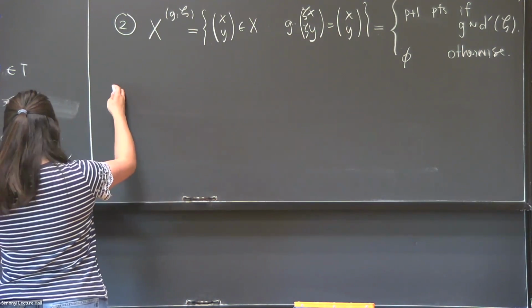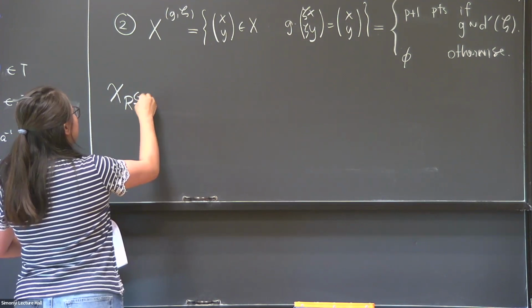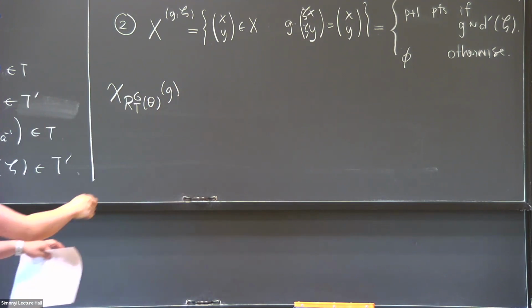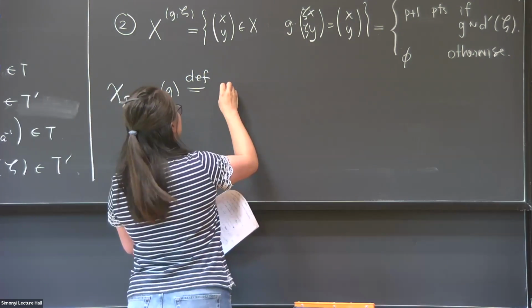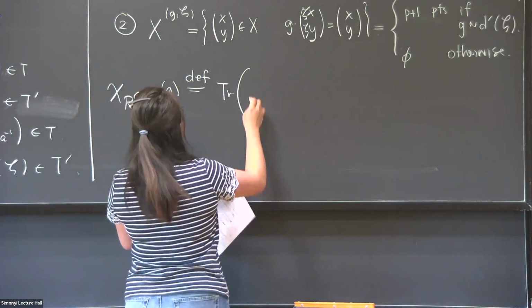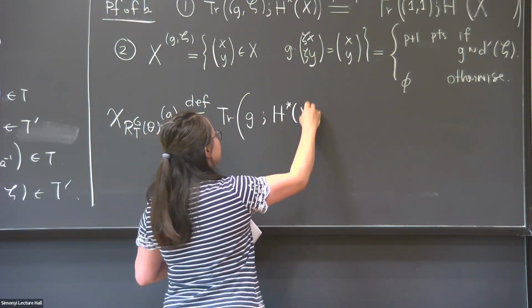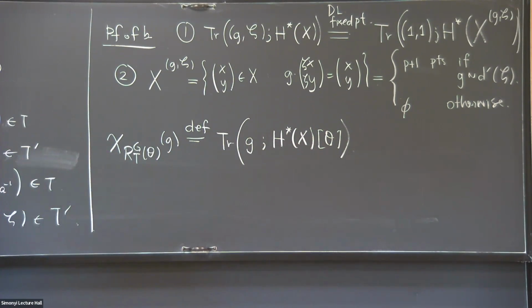Okay. So let's go. So we start with this R_T^G(theta) at g. By definition, this is equal to the trace of what? Of g acting on the cohomology of X, the part where theta comes in, right? The theta eigenspace.